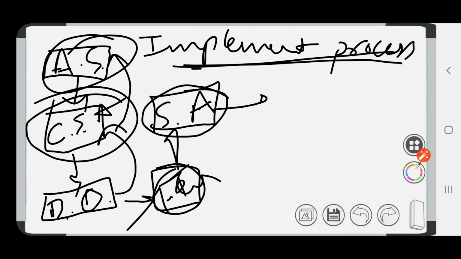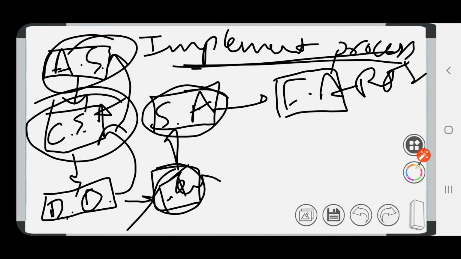And a very important thing is to analyze the financial resources. How much amount is to be spent for this CRM package, and what is the ROI? What is the return on investment that the organization can expect by using this CRM is to be analyzed in this step.